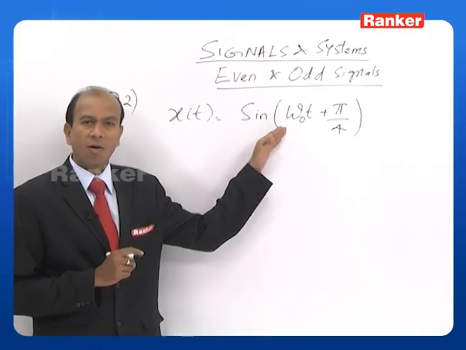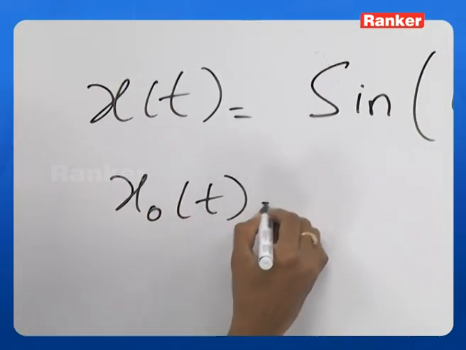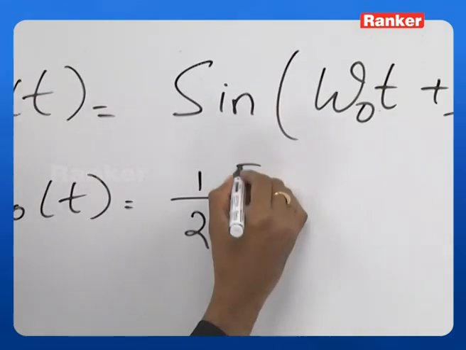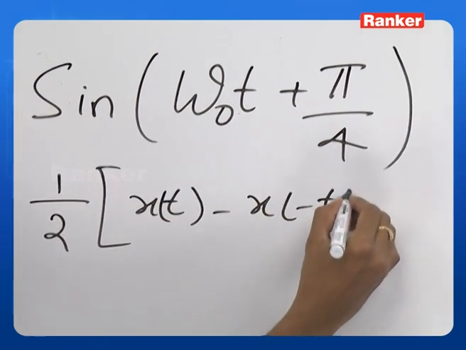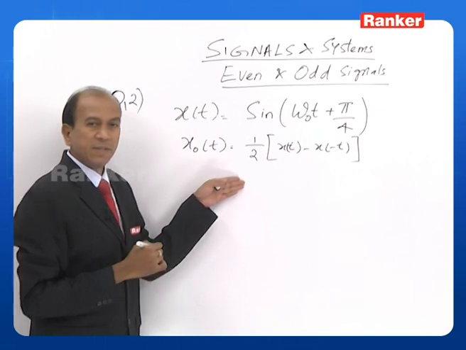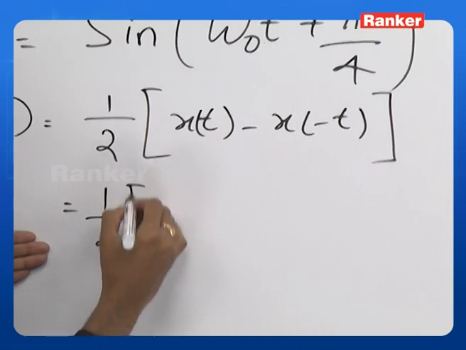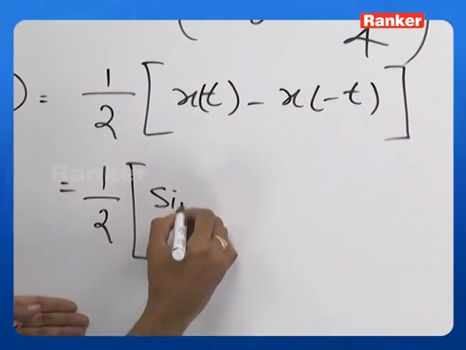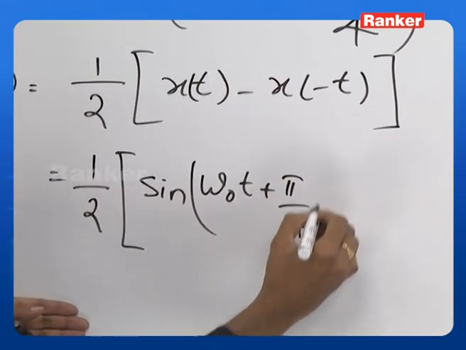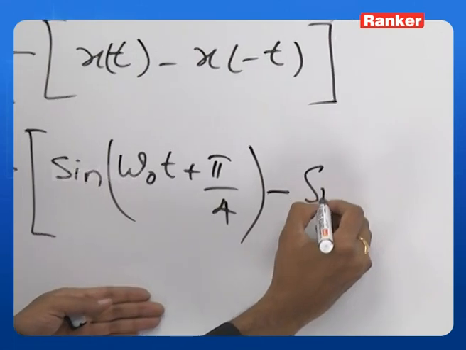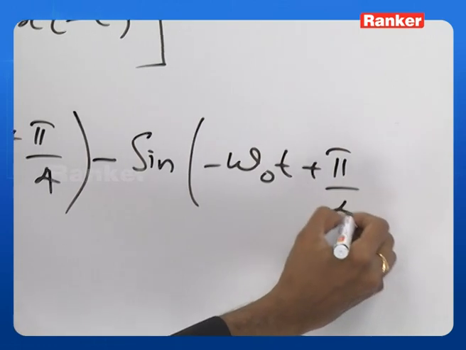Now, let us calculate the odd component for this. Okay, we know x o of t is equal to half x of t minus x of minus t. Keeping this notation, we will convert again, given x of t, we will write like this. So, this is equal to half of sine omega naught t plus pi by 4 minus sine minus omega naught t plus pi by 4.